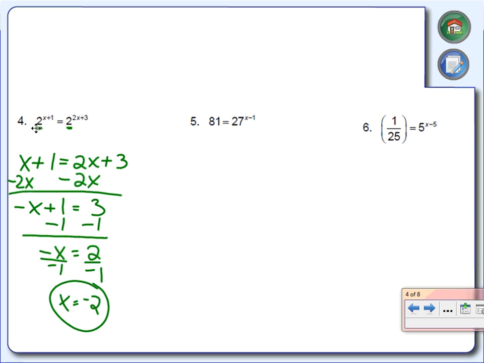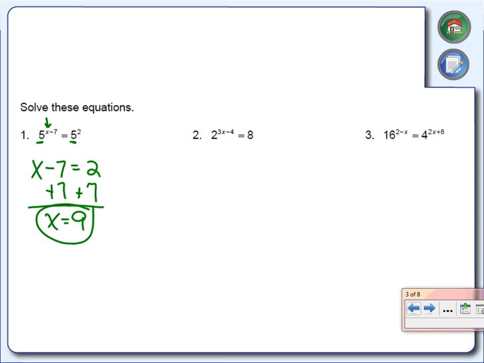Well, let's go back over here to number 2. Notice number 2, the bases are not the same. Here I have a 2, here I have an 8. And because of that, I cannot set the exponents equal to each other. So somehow, some way, I got to figure out a way to get these bases to match up.